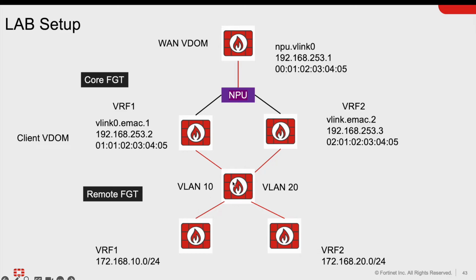downstream within this remote FortiGate, I've also then broken it down into two VRFs, and I've put the VLAN sub-interfaces into VRF1 for VLAN 10, VRF2 for VLAN 20, and likewise northbound here, VLAN 20 goes into VRF2 on the upstream FortiGate, and VLAN 10 goes into VRF1 on this upstream FortiGate.